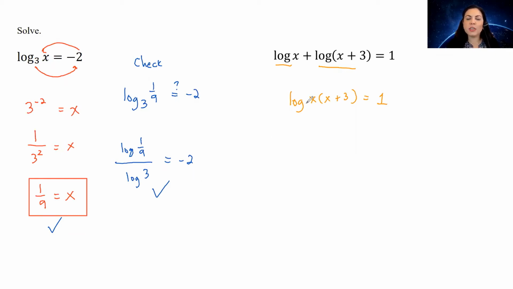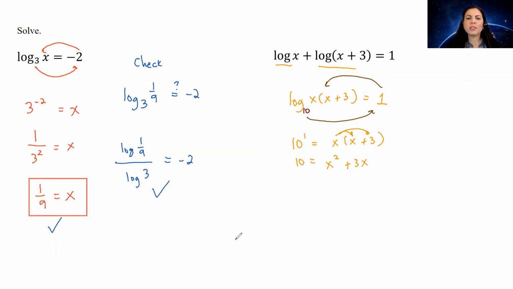Again, as I just mentioned, you need to know what the base is of this logarithm. If this is the common logarithm, that means it's implied that the base is 10. So when we are writing this in exponential form, we're doing base 10 to this power equals this expression. So I'm saying 10 to the first power equals x times x plus 3. And now I can go ahead and solve this for x. 10 to the first power is 10. On the right-hand side, I'll distribute: x squared plus 3x.